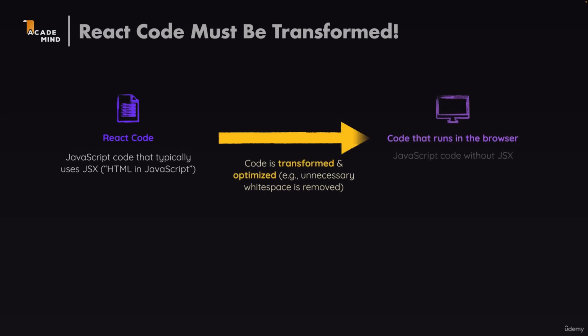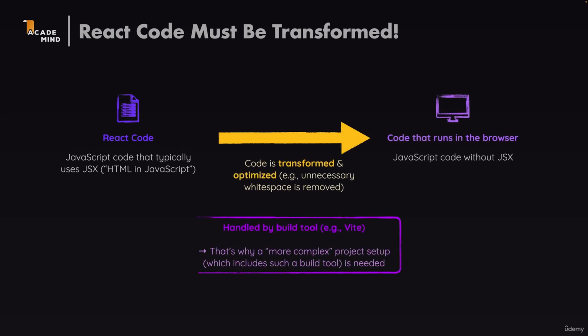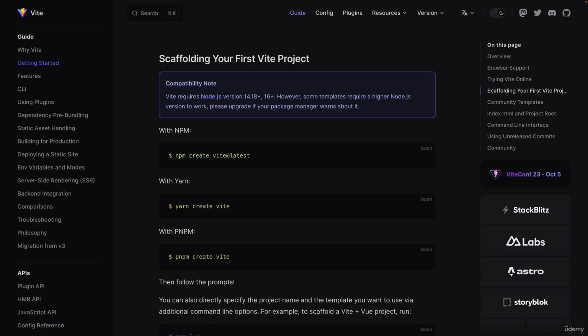So therefore, the code you write actually must be transformed to code that does run in the browser. Also, because you typically want to optimize this code and, for example, shorten variable and function names and remove excess whitespace so that the code that has to be downloaded by your website visitors is as small as possible to improve the performance of your website. And that's the reason why you need to create React projects with extra tools like Vite.